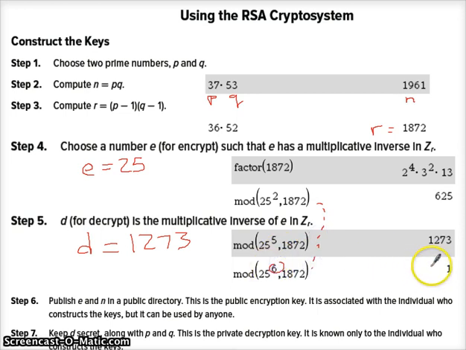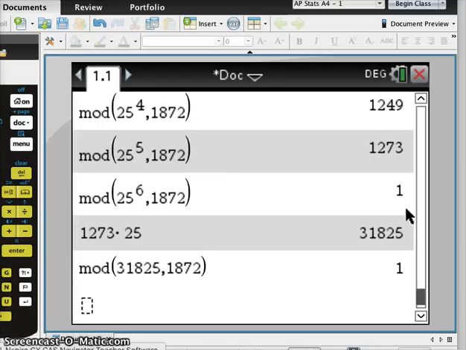And then to figure out what that multiplicative inverse was, I backed up a step. And that's exactly what they told me to do in the other book. So that's how I kind of cheated using the other book. But now that I've found that, I know that 25 and 1273 are multiplicative inverses in Z mod 1872. Because the next thing I showed in the calculator was that if you multiply those two numbers, you get 31,825. But then mod 1872, yes, that does turn out to be 1.